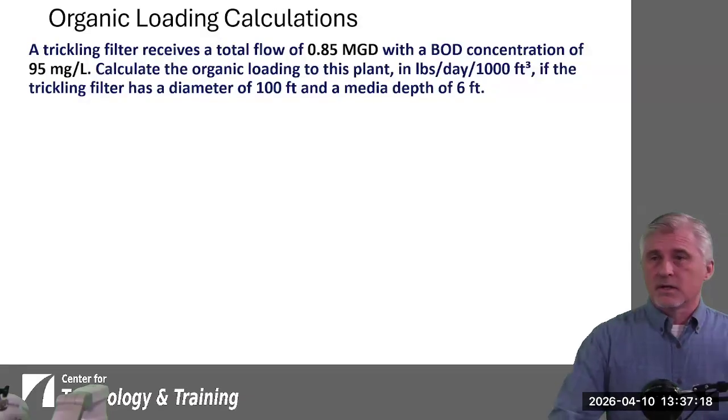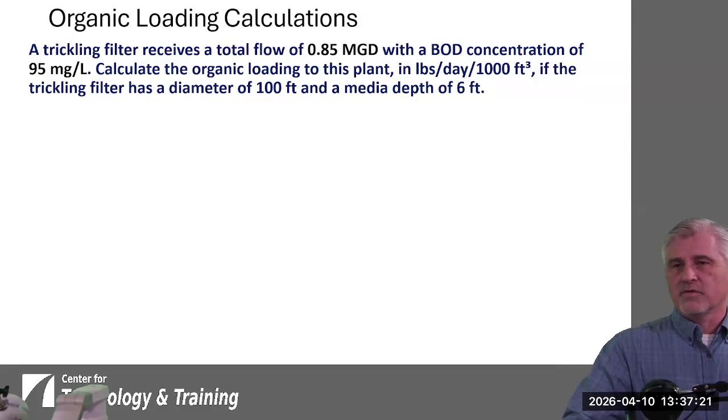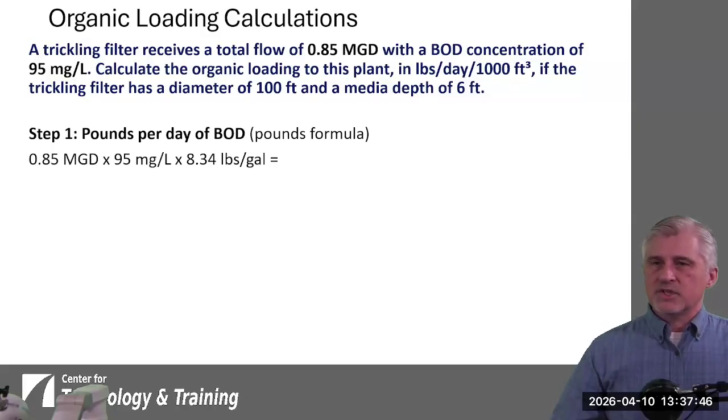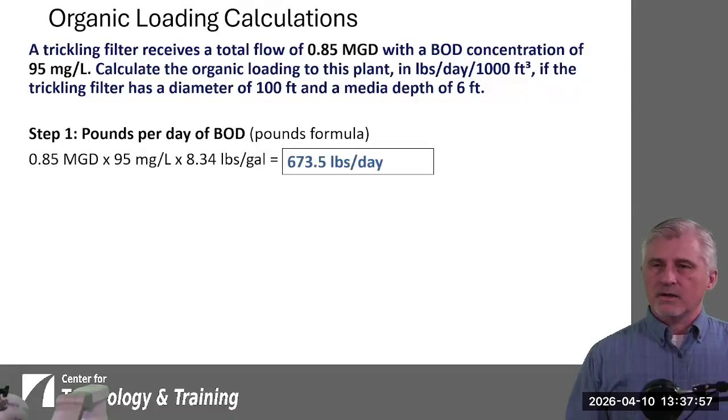Organic loading calculation. A trickling filter receives a total flow of 0.85 mgd with a BOD concentration of 95 parts per million. Calculate the organic loading to this plant in pounds per day per 1,000 cubic feet if the trickling filter has a diameter of 100 feet and a media depth of 6 feet. So we can do our pounds per day of BOD calculation first. That's taking the 0.85 mgd, our flow. We know that we have 95 parts per million concentration of BOD, so we multiply that and then multiply by 8.34, and that'll give us the pounds per day of BOD.